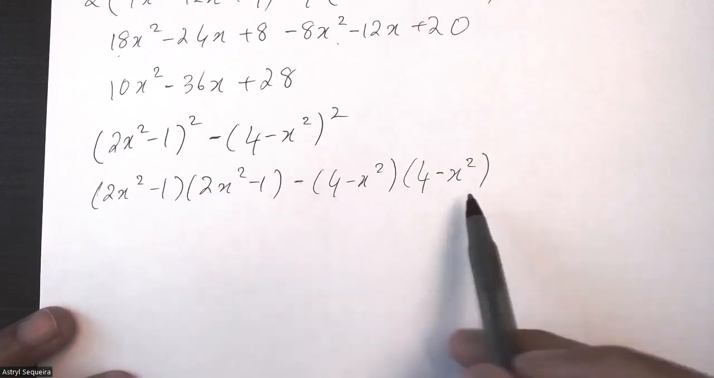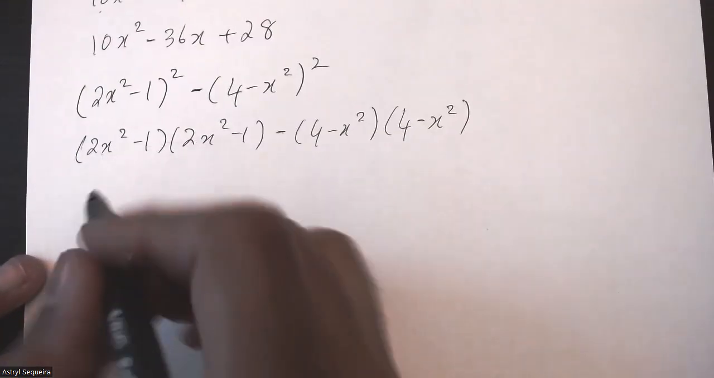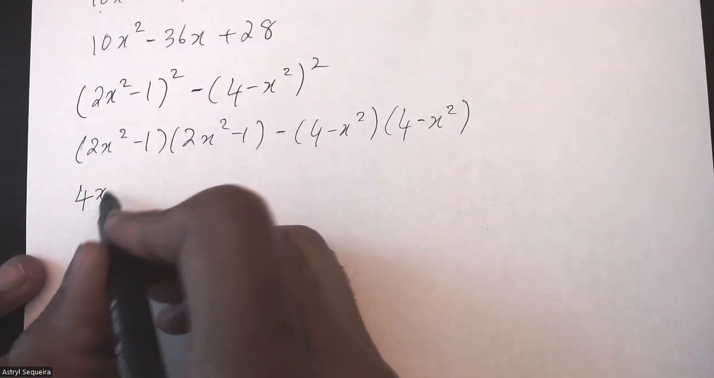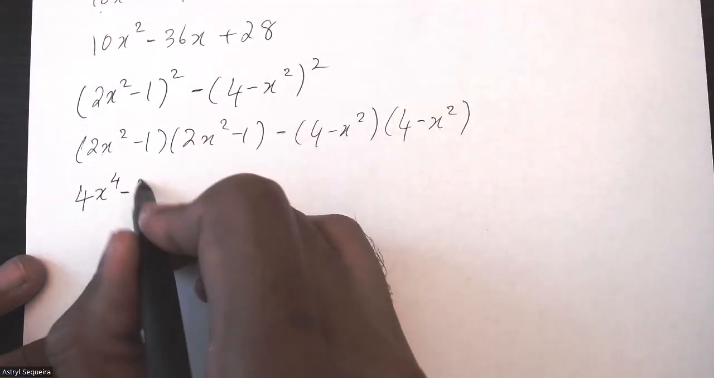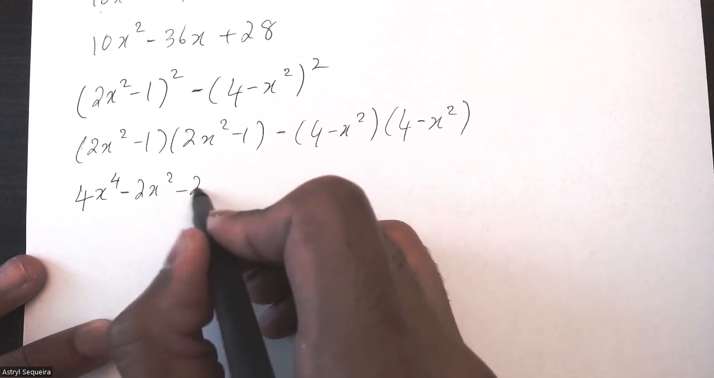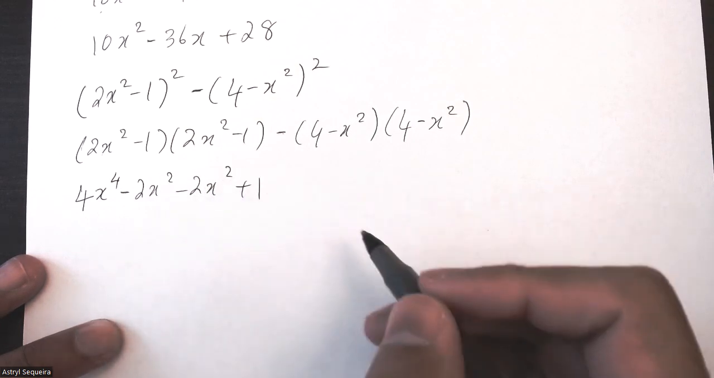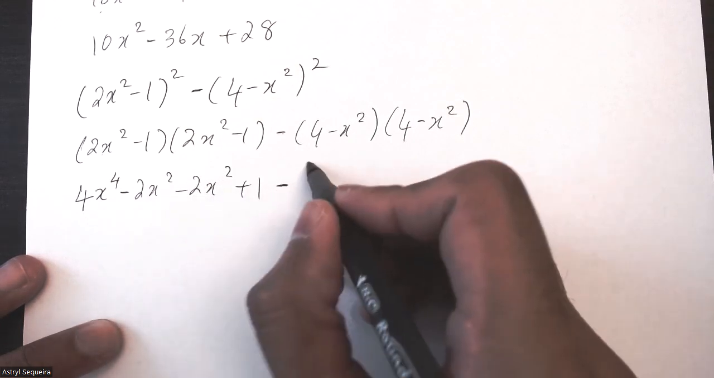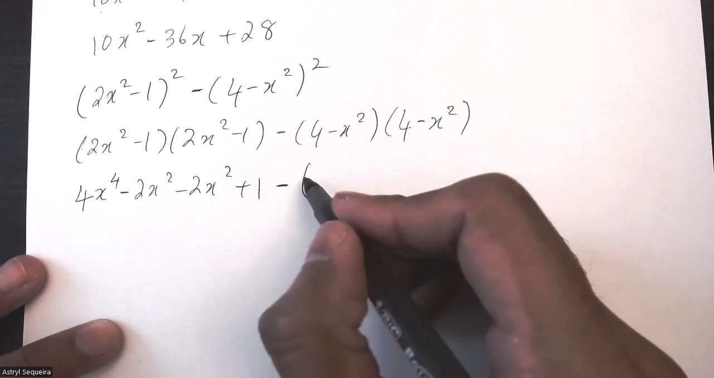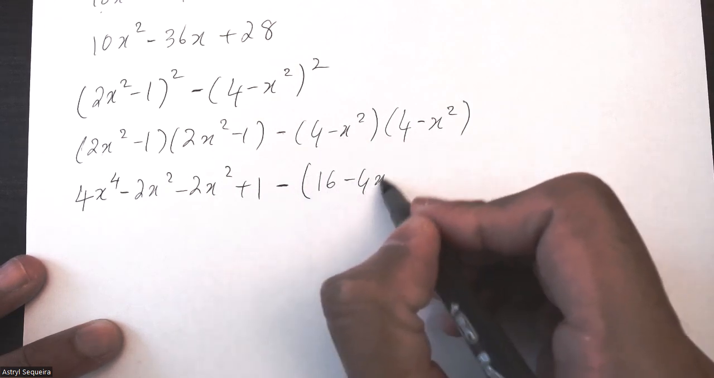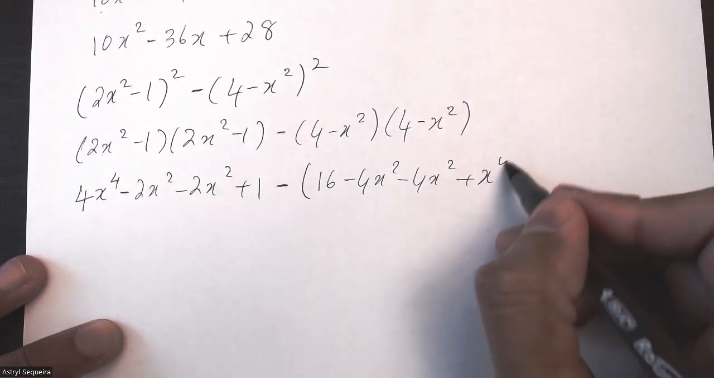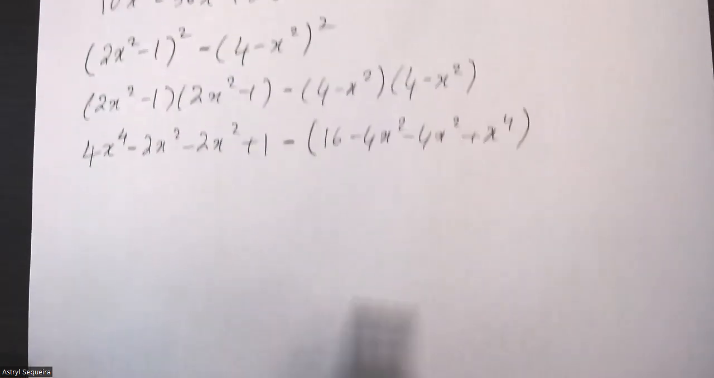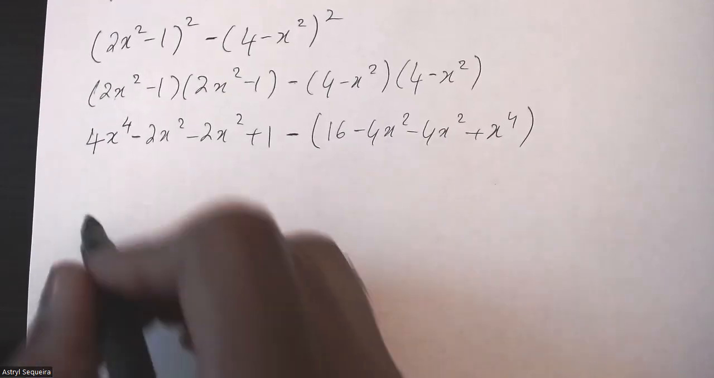Now I'm going to FOIL out the two brackets. So 2x squared times 2x squared is 4x to the power of 4. That's a common place where people make a mistake. And I have negative 2x squared minus 2x squared plus 1. Over here, I have a negative sign, so I'm going to include my bracket. 16 minus 4x squared minus 4x squared plus x to the power of 4. Combine my like terms in the middle.